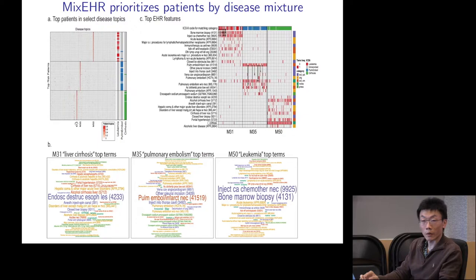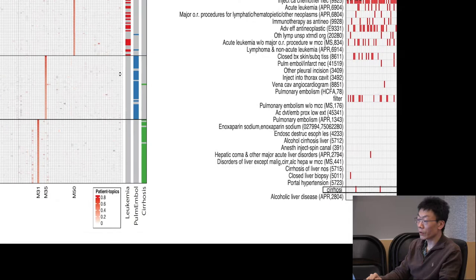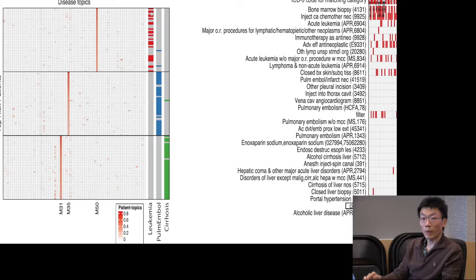And then we look at the actual billing code, or the diagnosis. For these top 50 patients, for example, the red means these patients have leukemia, and the gray means the patient didn't get diagnosed with leukemia. So these are maybe the patients at risk. The blue ones mean the patient has a pulmonary embolism, and the green ones mean the patient has cirrhosis. We see that indeed the top patients that we picked up are actually patients diagnosed with these diseases, which gives us some indication that the model is actually doing something useful.